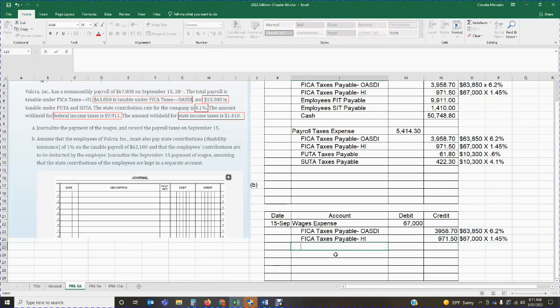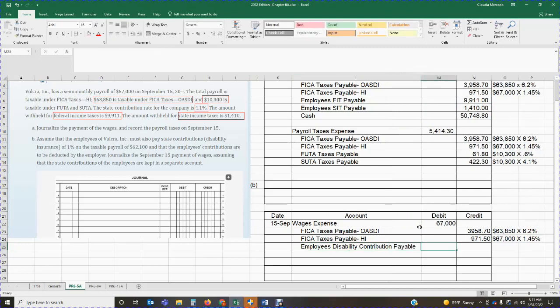Okay. Now this is where we're going to have an additional deduction. We have the employee's disability contribution, and they're asking us to put the money in a different account. That's why we're creating a new account to take care of this deduction. They're telling us we have the disability insurance, and that disability insurance has to be put into a separate account.